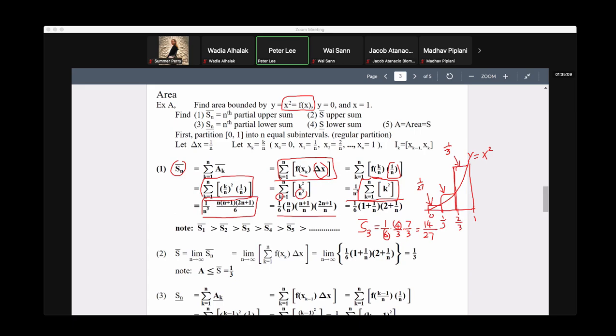Can somebody tell me? This is the case when n equals 3. When n equals 3, this is the third rectangle, so we have 3 rectangles. What is the area of the second rectangle? Now the right endpoint is 2/3, and therefore the height will be 4/9, and then the base is 1/3. So the area of the second rectangle will be 4 over 27.